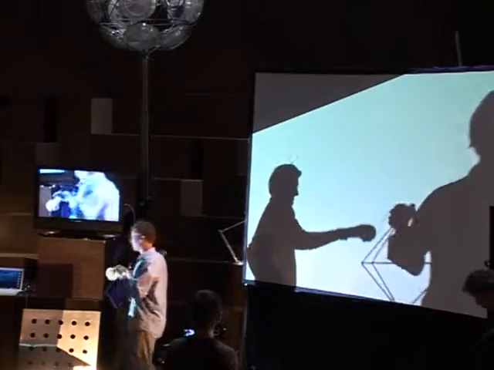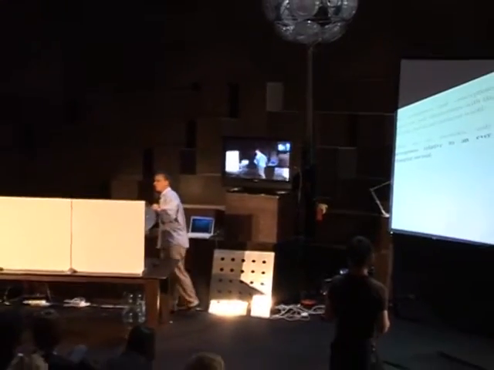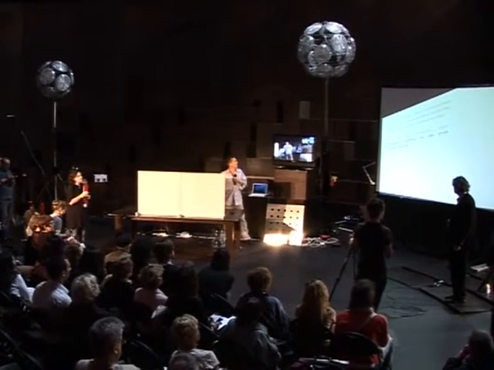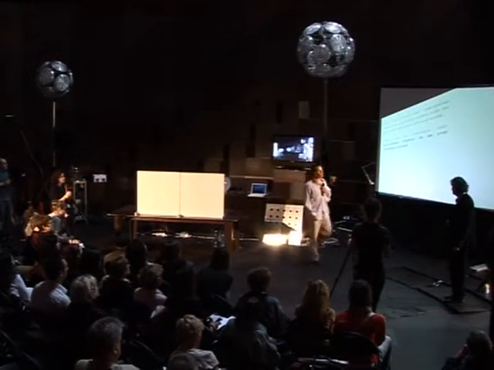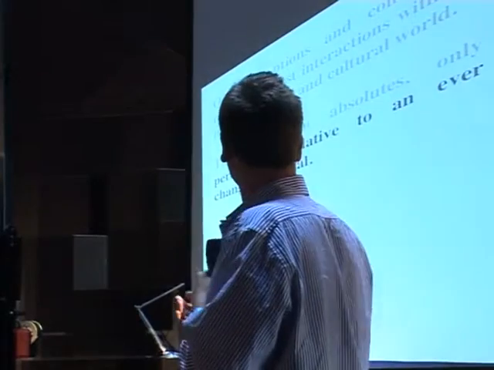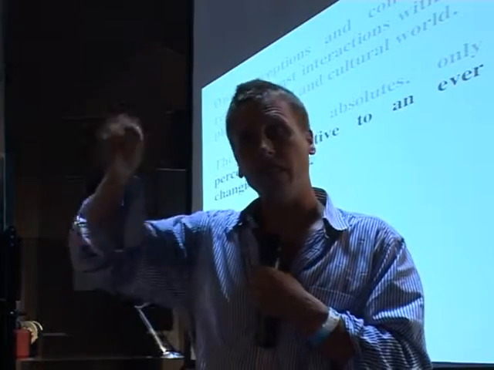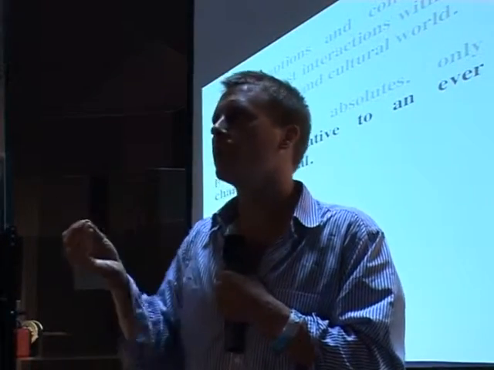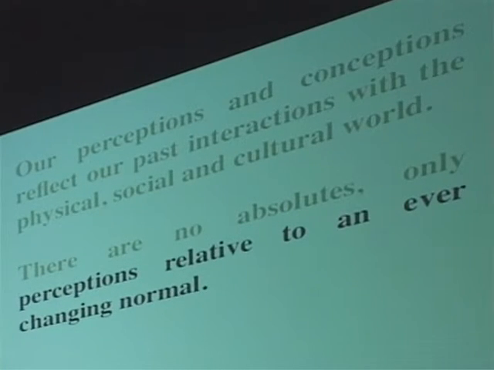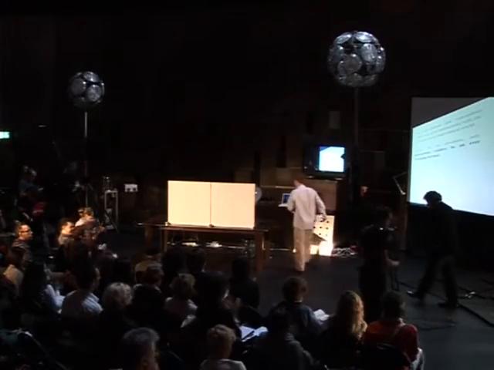Thanks. So that's more or less the end of my little thing. And just the concluding point is that our perceptions and conceptions of the world reflect our past interactions with our physical, social, and cultural world. Okay? And there are no absolutes when it comes to perception. Perceptions are necessarily relative to an ever-changing normal because the sensory information is meaningless. So the only way we can survive is by generating perceptions of behavior according to what information meant. So we're constantly constructing meaning. Okay? So there you go. Thank you very much.